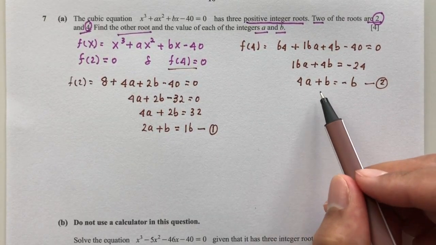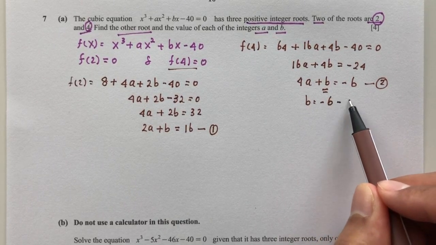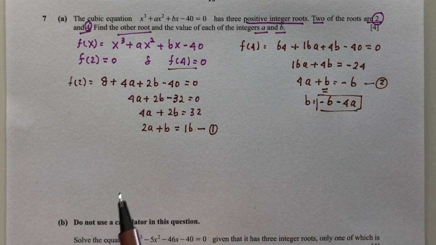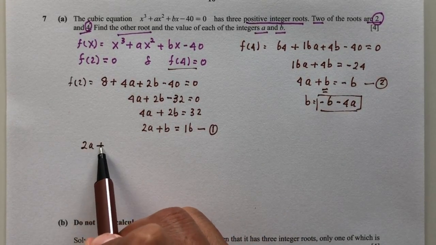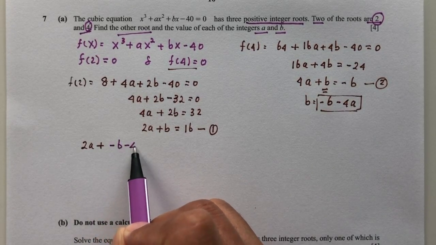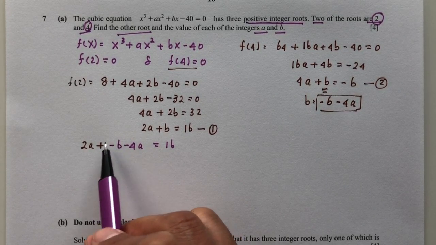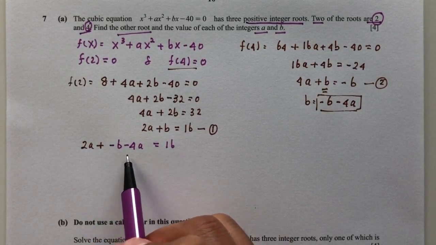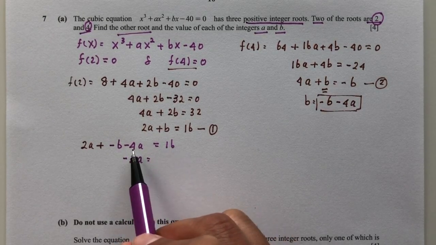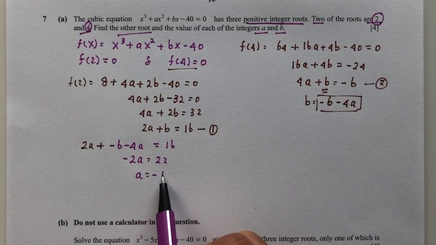Now we can make b the subject of formula, so b will become minus 6 minus 4a. Now replace this back in this part. You will have 2a plus b, which is minus 6 minus 4a, equal to 16. Now we can send 6 to this side. So 2a minus 4a, that will be minus 2a. 16 plus 6, that will become 22. So a will be minus 11.